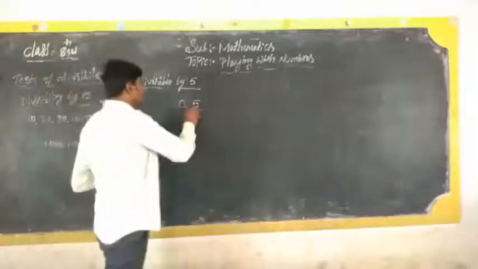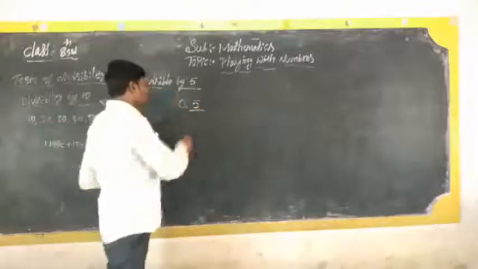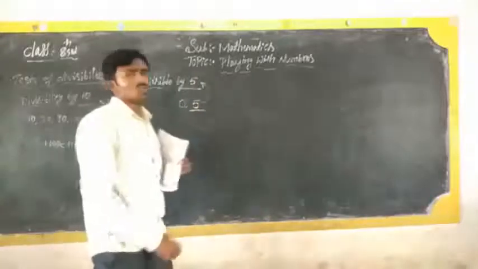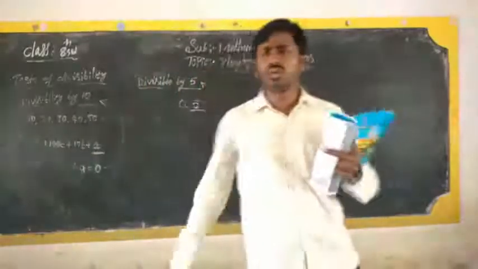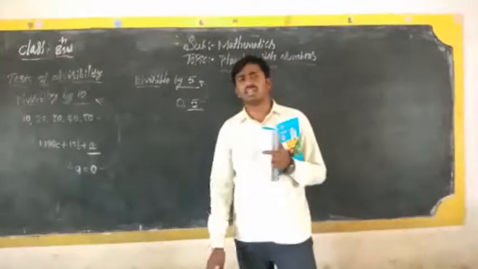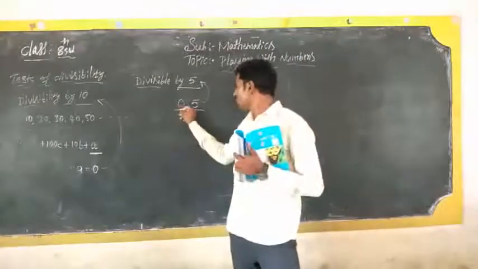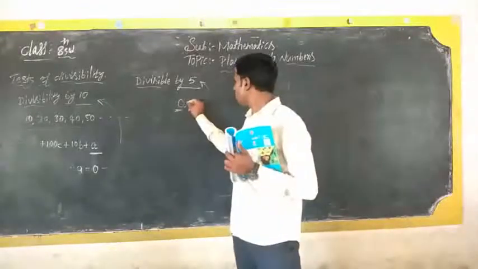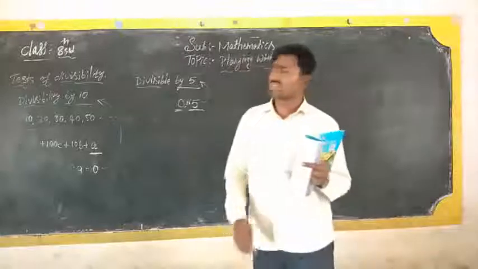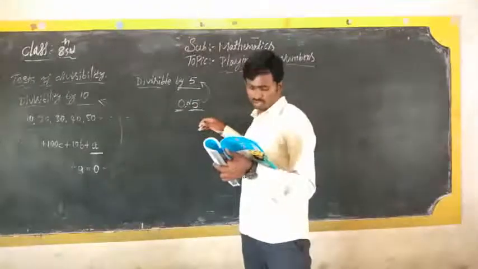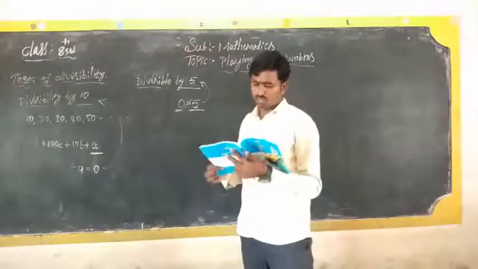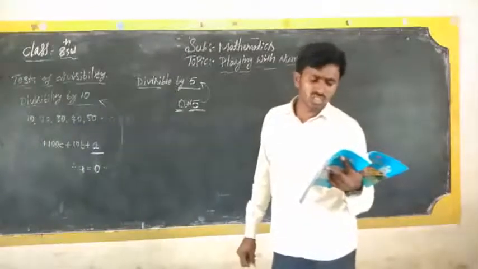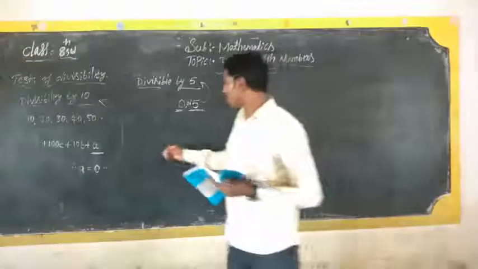So for any number whose last digit is 0 or 5, that number is divisible by 5. What are these conditions? The last digit must be 0 or 5. In that case, it must be divisible by 5. Either 0 or 5, the last digit must be.